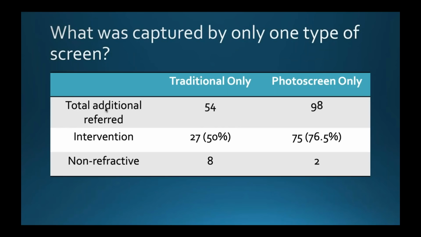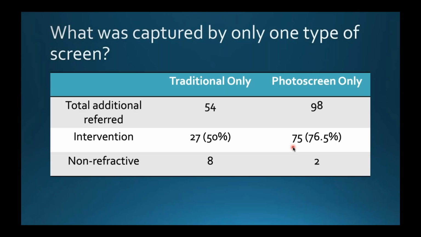And so we look at the children that were referred by only one method. We take away the children that were referred by both methods, and we look at the children that were referred by either the traditional group, the chart-based screening, or the photo screening group. There were an additional 98 referred by the photo screen versus 54 from the traditional screen. And the intervention for those referred only by the photo screening was 76.5% versus 50% from the traditional screen only that needed an intervention.